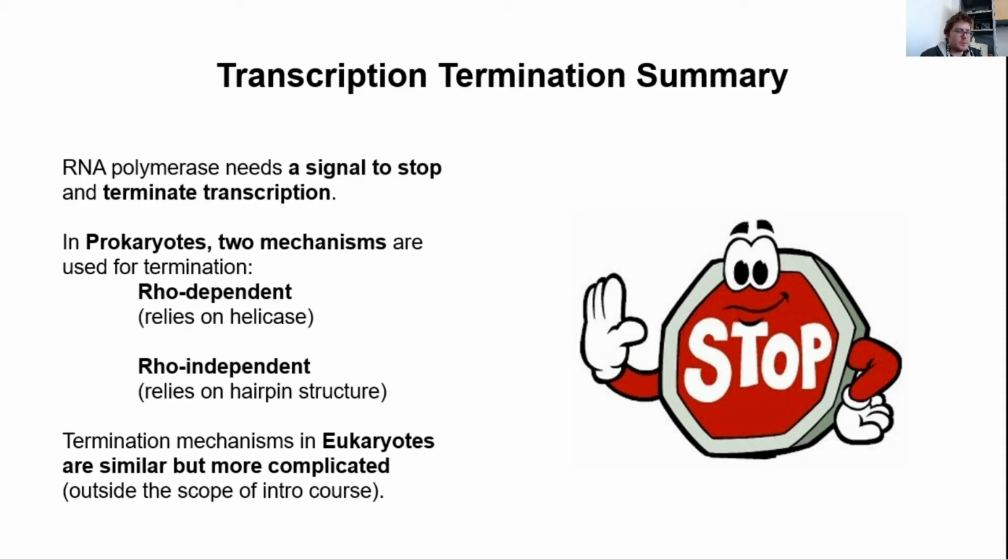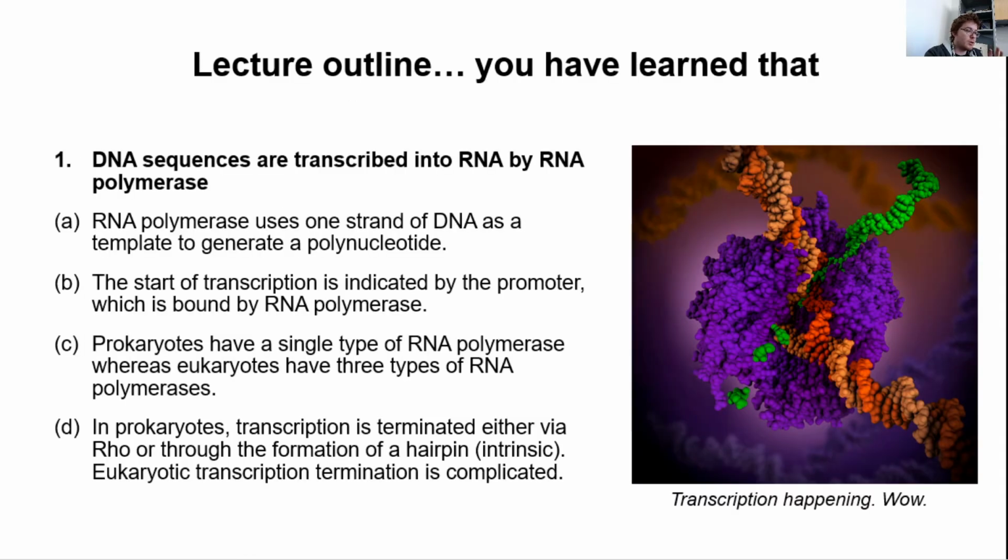And as I said, termination in eukaryotes is similar conceptually, like we need signals to stop, but more complicated in terms of the execution. And so I think most of those mechanisms are really outside the scope of an introductory course like this. But if you guys are interested in learning more about them, let me know, and we can talk about some of those, or I can make a video about that if that's something you want to know more about.